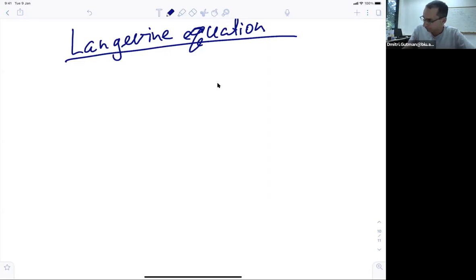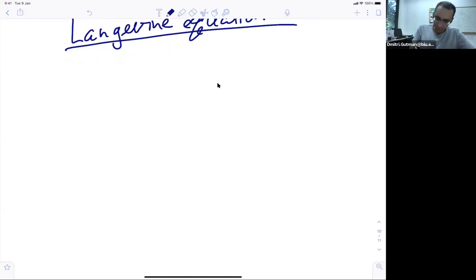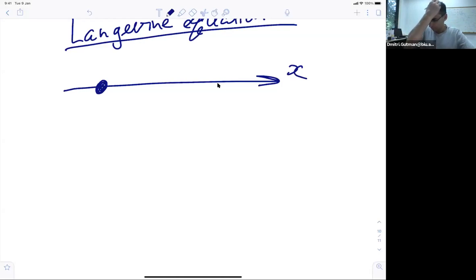It came from Langevin, and people started to think about random processes. It does not really matter for us which random process. Suppose you have a particle. Okay, I'll do my best. Suppose you have a particle, and its coordinate is, let's make it one dimensional, its coordinate is x. And this is a particle of a gas. Let's think about this as being a molecule.